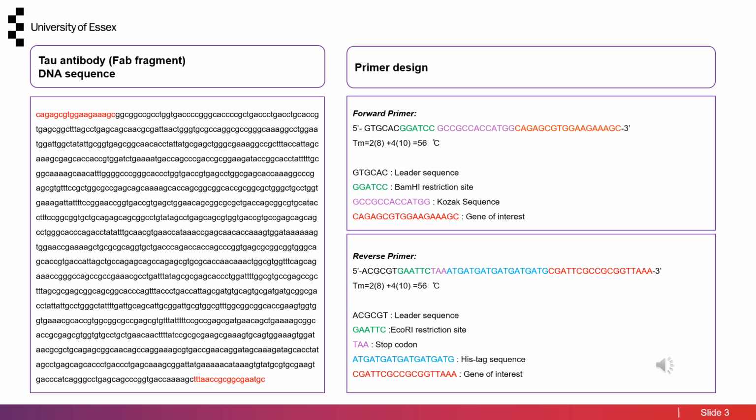In the reverse primer, as you can see here, from 5' to 3', we have the leader, and then we have the EcoRI restriction site. After the EcoRI restriction site, there is a stop codon, and as we want to purify the protein at the final stage, we put a histidine tag here, and after the histidine tag, we have our gene of interest.